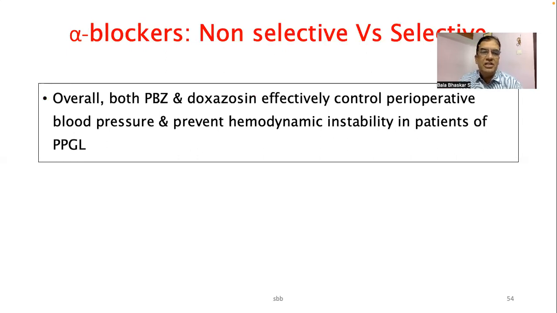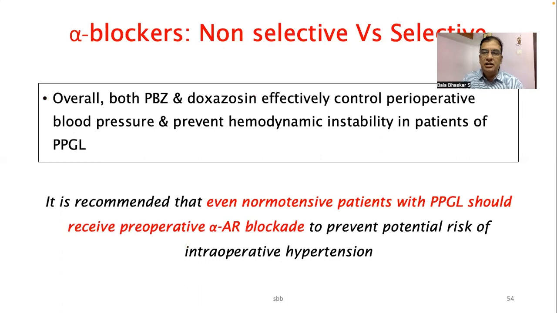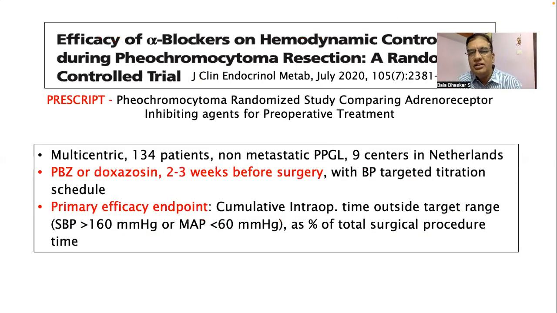Ultimately, the majority of the evidence says both phenoxybenzamine and doxazosin can effectively control the blood pressure and hemodynamic changes in this patient. In fact, it is said that even if the patient is normotensive and has diagnosed PPGL, they should be given preoperative alpha-adrenergic blockade to prevent the potential risk of intra-op hypertension. So it is a comparison of basically phenoxybenzamine and doxazosin, and picking the best one for a patient.